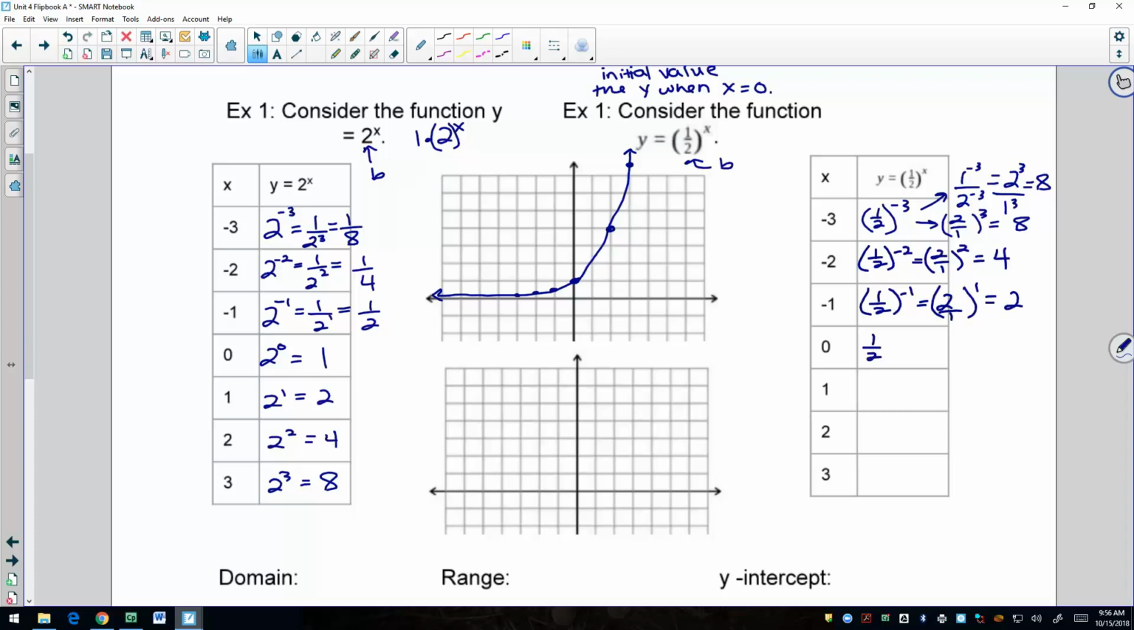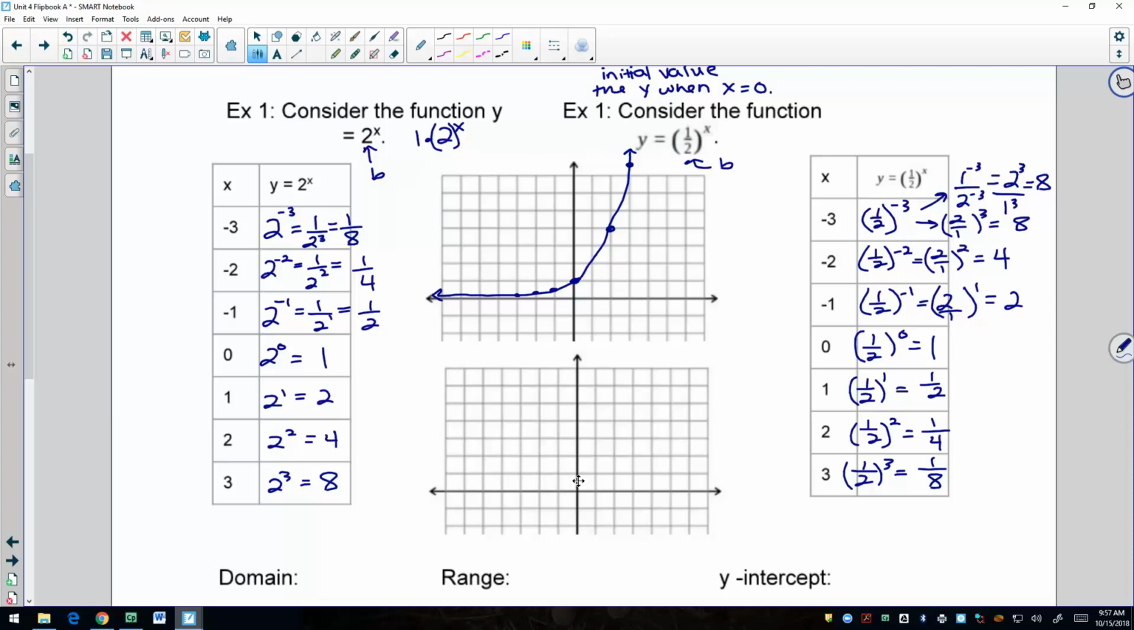And anything to the 0 is 1. 1/2 to the first, so no more negative exponents, is just 1/2. 1/2 to the second, you're squaring everything inside. So 1 squared is 1, 2 squared is 4. And then 1/2 to the third, you're cubing everything inside. So that's 1/8. You will notice these y values are flip-flopped from the last ones. And you should notice it's because our multiplier 2, its reciprocal is 1/2. You're going to flip 2/1 to be 1/2.